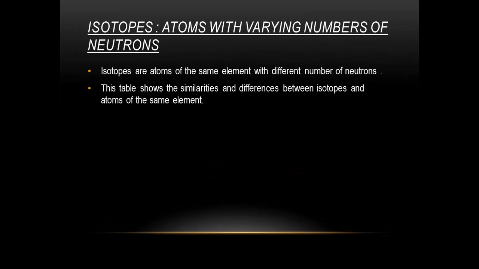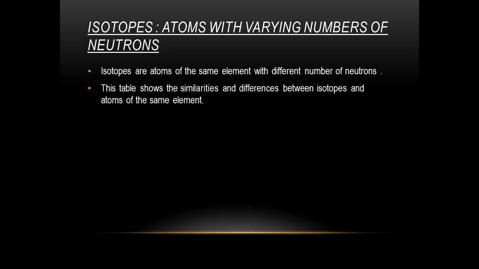The next is isotopes. Isotopes is a very important term. These are atoms with a varying number of neutrons. If we want to define the term isotopes, we can say these are atoms of the same element with the same number of protons but a different number of neutrons.